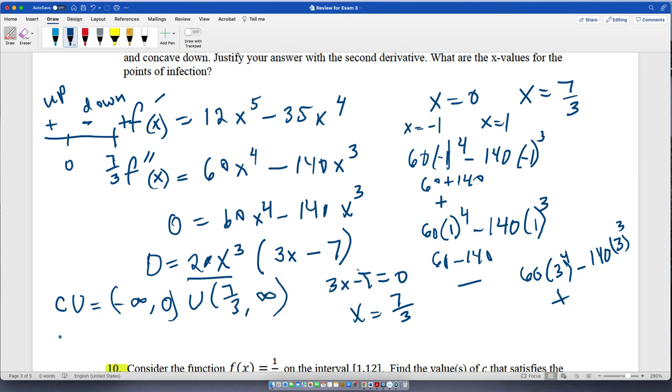Concave down in the middle part, which would be from 0 to 7/3. Where are our inflection points? 0 and 7/3. So notice we had to find them anyway. So I guess on the test they ask it as two separate questions. So you basically end up doing the same sort of things for two different types of functions. Okay, inflection points.